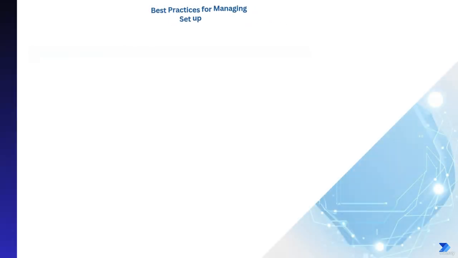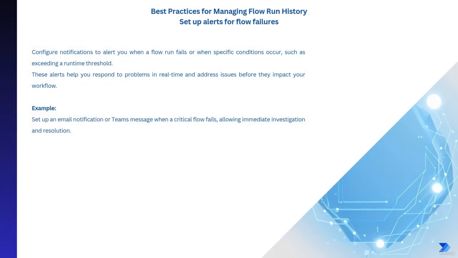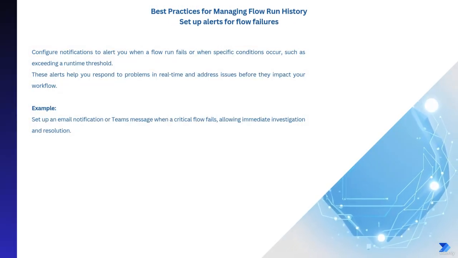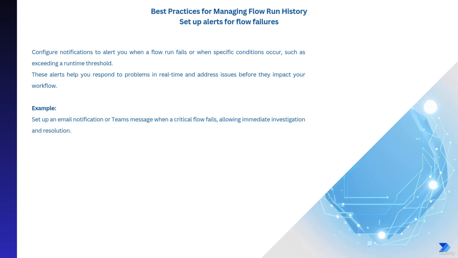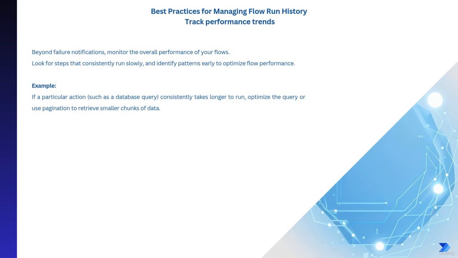Set up alerts for flow failures. Configure notifications to alert you when a flow run fails or when specific conditions occur, such as exceeding a runtime threshold. These alerts help you respond to problems in real time and address issues before they impact your workflow. Example: set up an email notification or Teams message when a critical flow fails, allowing you to immediately investigate and fix the issue.